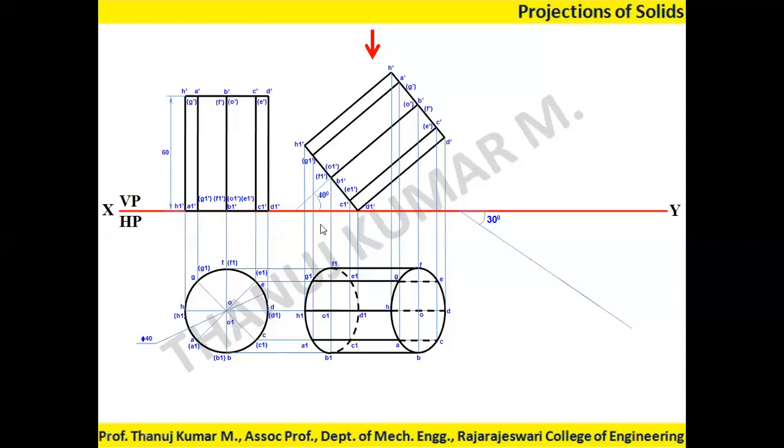Earlier, if they tell the axis is inclined at 40 degrees to HP and inclined at 30 degrees to VP, that means this axis line is inclined, so we need to take the beta angle here. Now, because this axis line itself is inclined at 30 degrees, you're not supposed to take the beta angle. So this axis line itself is inclined. That is the meaning here.